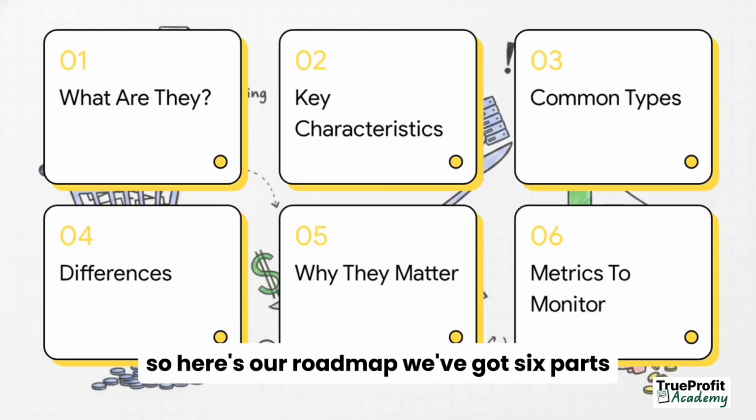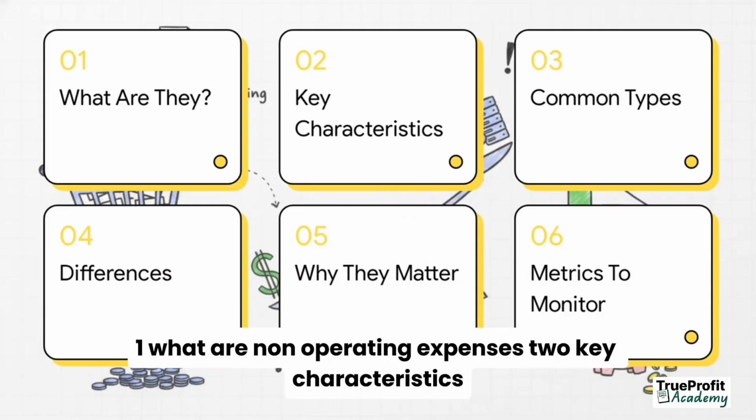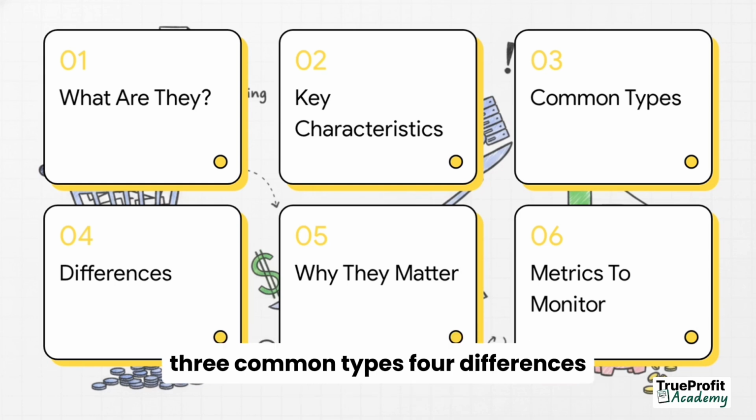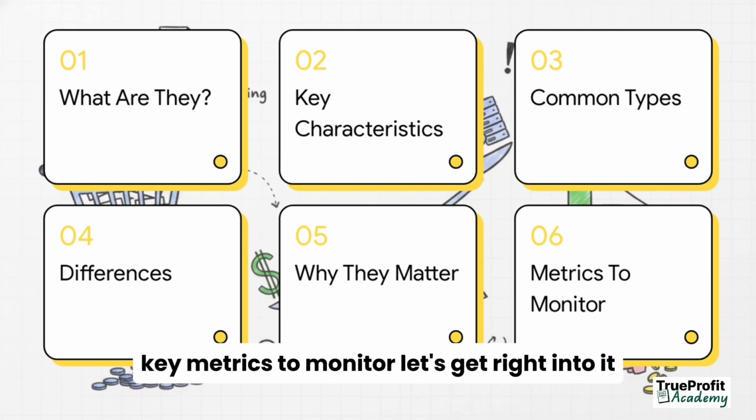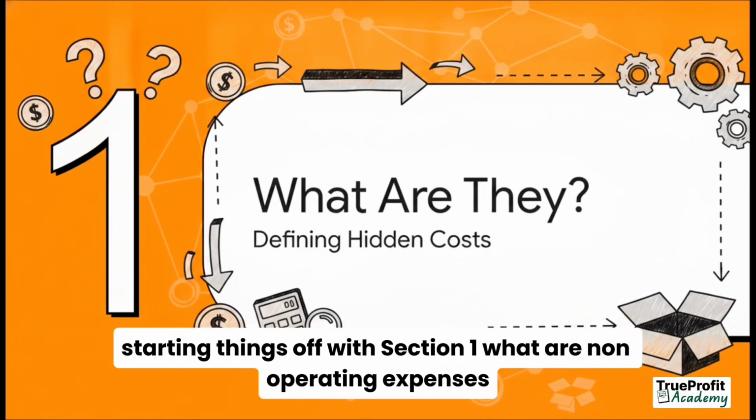So here's our roadmap. We've got 6 parts. 1. What are non-operating expenses? 2. Key characteristics. 3. Common types. 4. Differences. 5. Why they matter. And 6. Key metrics to monitor. Let's get right into it. Starting things off with Section 1.